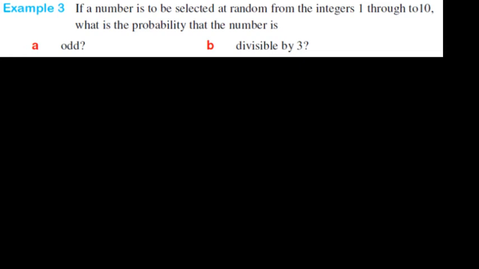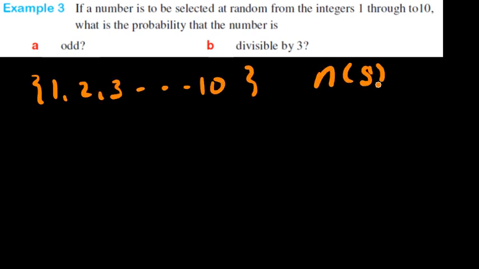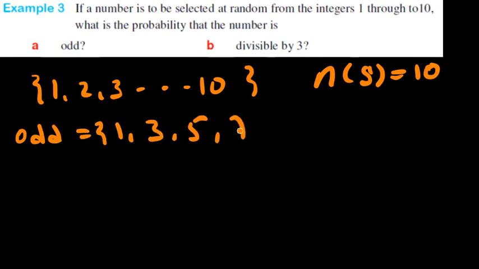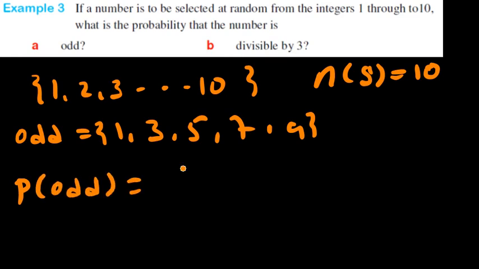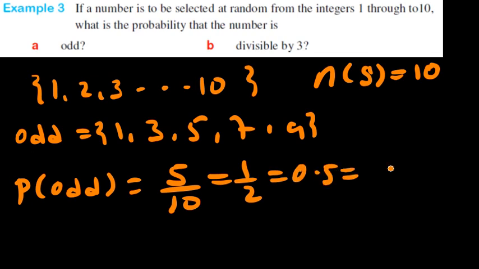The next one, if a number is to be selected at random from the integers 1 to 10. We have integers 1 to 10 meaning 1, 2, 3 until 10. That means the number of sample space will be 10. That is the total possibilities. So what is the probability to be odd? How many odd numbers are there? The odd numbers, obviously 1, 3, 5, 7 and 9. So they are 5. So the probability of being odd will be 5 over 10. Or we can say it's 1 over 2, or we can say 0.5, or it's 50%, or we call it even chance. 50% means even chance.